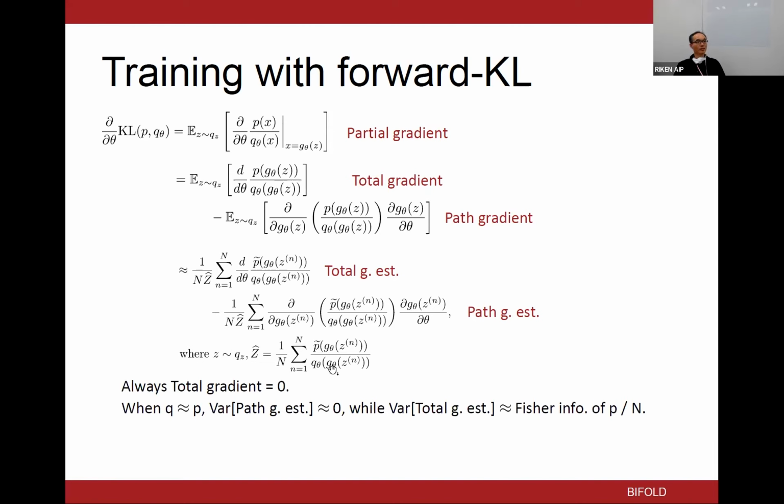And actually here we get some similar property as before. So we can show that the total gradient is always 0. And when the model is close to the target distribution, the covariance of the path gradient estimator converges to 0, while the covariance of the total gradient estimator converges to some finite value.